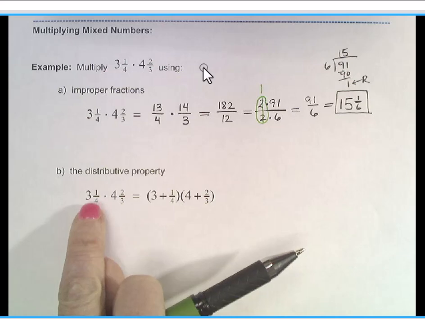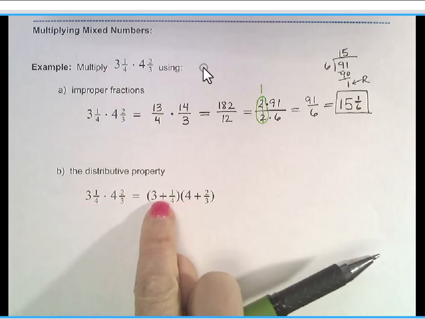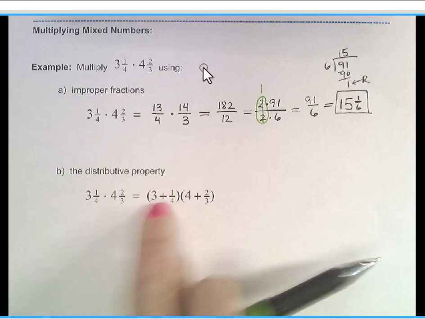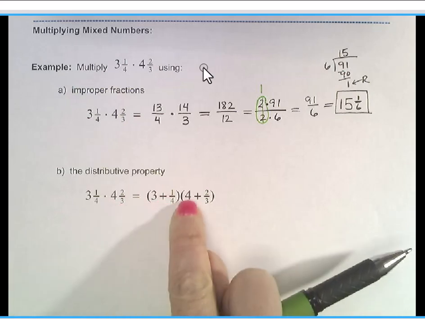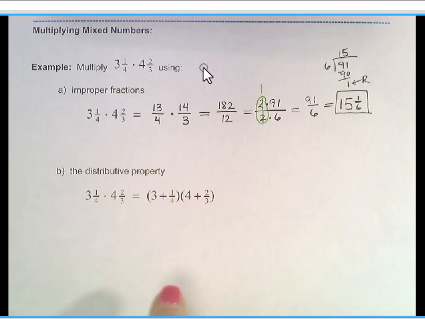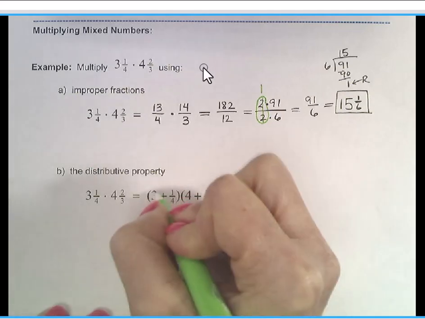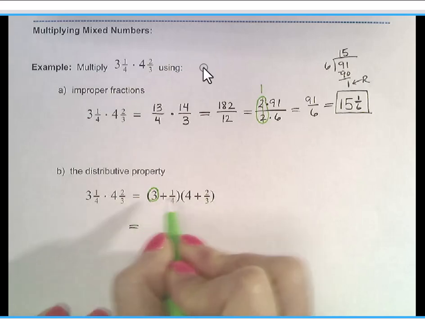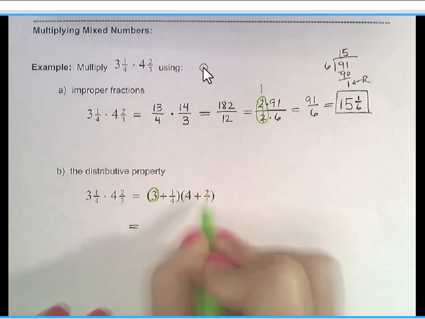So I'm going back and rewriting 3 1/4 as 3 plus 1/4, because that's what it is. It's 3 plus an additional 1/4. And then I'm writing 4 2/3 as 4 plus 2/3. And see how you have like 2 little pieces times 2 little pieces? We're going to be able to use FOIL to multiply these. So I'm going to start with my 3 here. The 3 and the 1/4 both have to get distributed to the 4 and the 2/3. Everybody's got to pair up at some point.